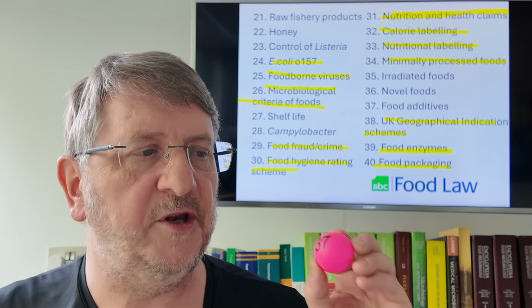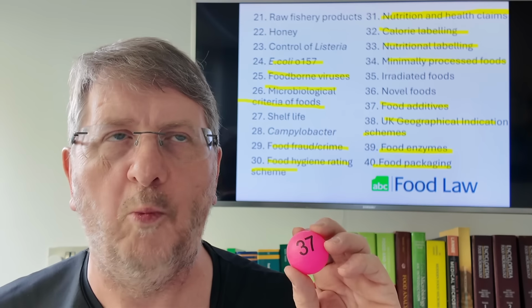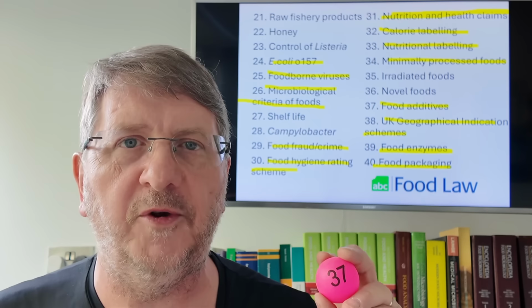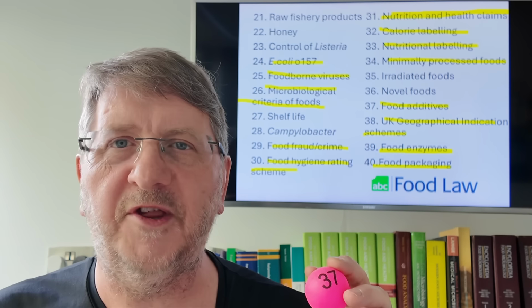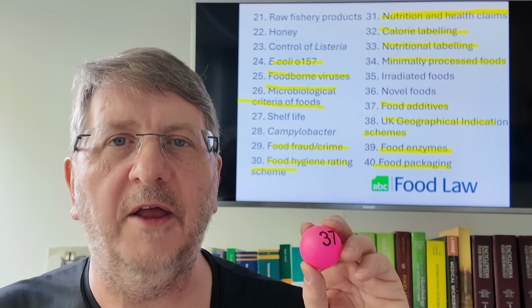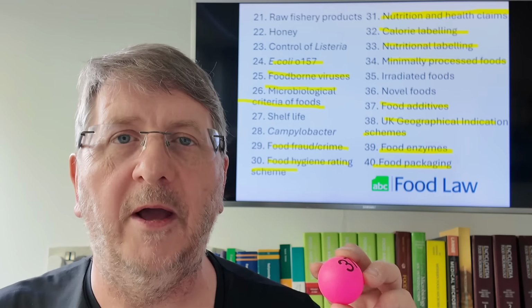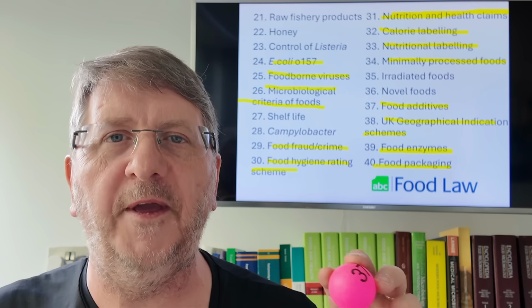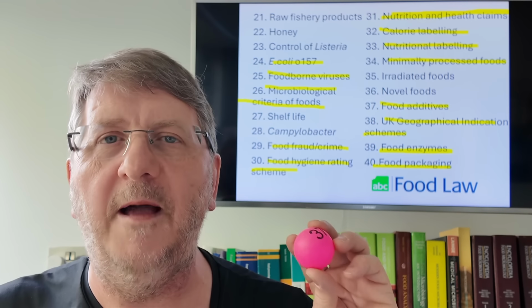Number 37, food additives. I said food contaminants are things that you don't want in food. Food additives are deliberately placed in food to get some sort of effect in the food, a technological effect, for example, like food colours, food sweeteners. These are food additives. They're regulated products, so they have to be authorised. When they're authorised, they're given an E number. People don't like E numbers. They like to think of them as being horrible chemicals. I like to think of them as approved chemicals that have been approved for specific purposes.